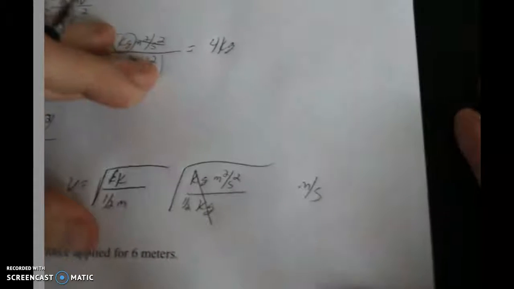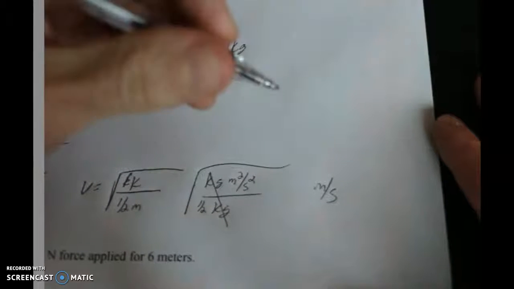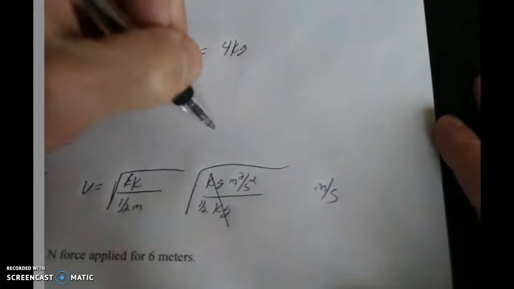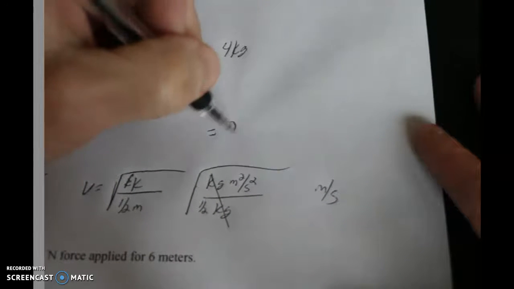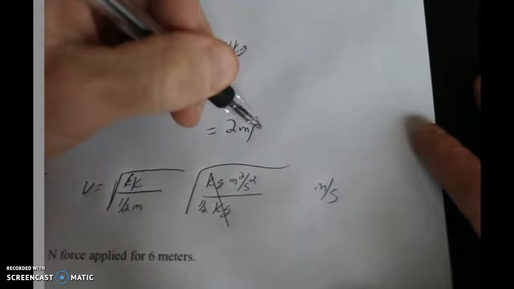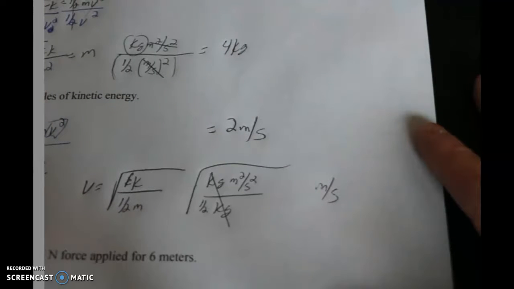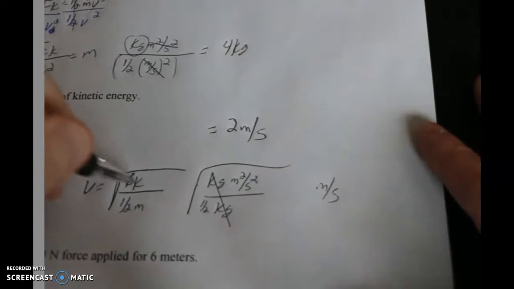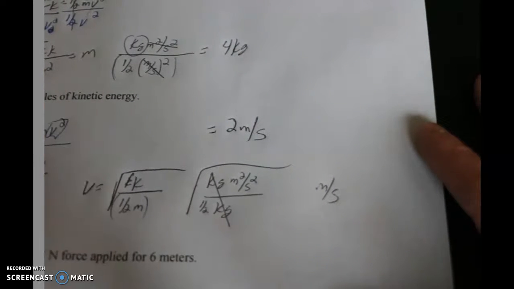Do that on the calculator. Make sure you do all these problems that I'm helping you with on the calculator to make sure you're doing the order of operations right, because I am not there to double check on what you're doing. You should get 2 meters per second. All right, make sure to use square roots in there. Make sure you use parentheses where you need them.